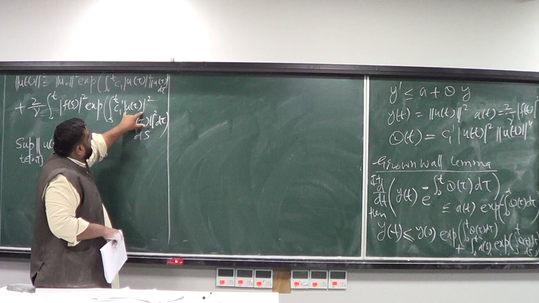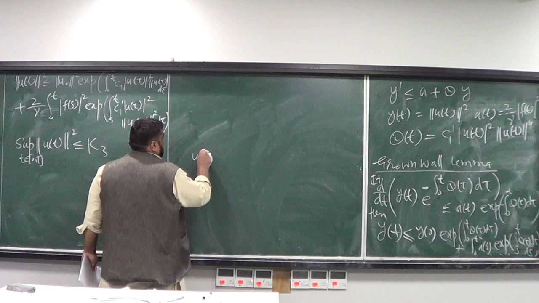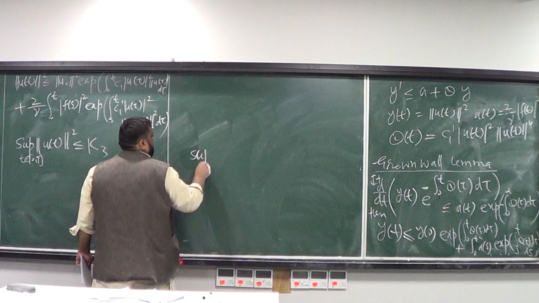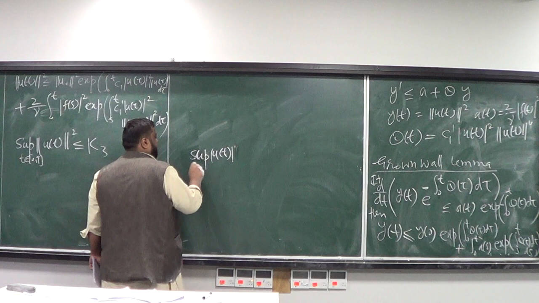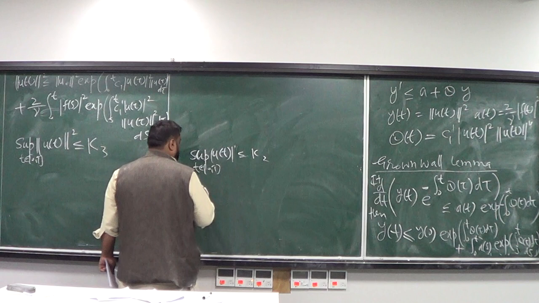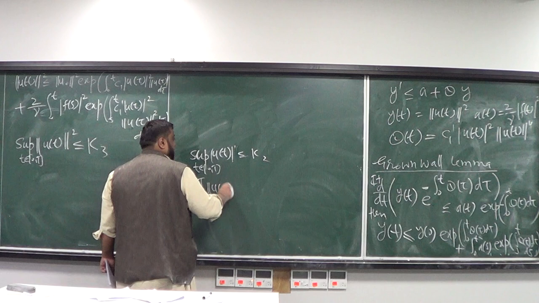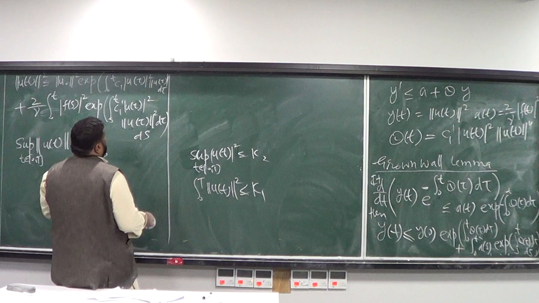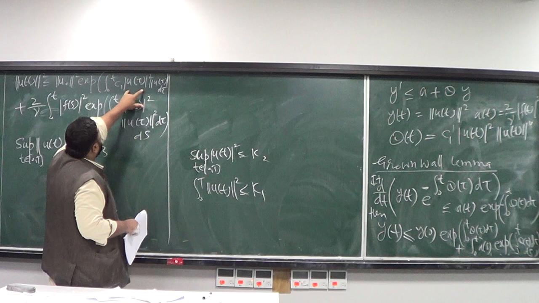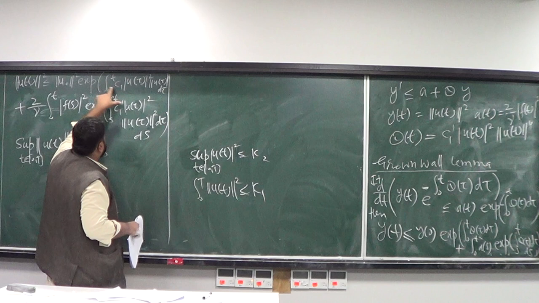So for u of tau squared, if you remember one of the equations, the supremum of u of t in H norm from 0 to t can be estimated by k2, and the integral from 0 to t of the norm of u of t squared can be estimated by k1. So if I estimate this by k1 and pull that k1 out, what is going to remain is c1 prime and the integral from 0 to t of u of tau squared.